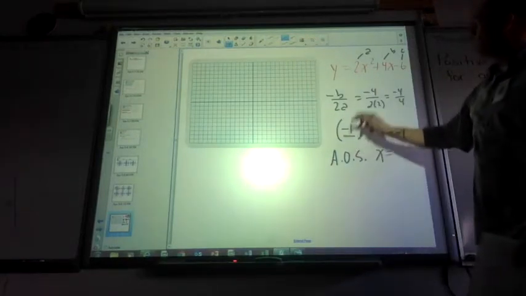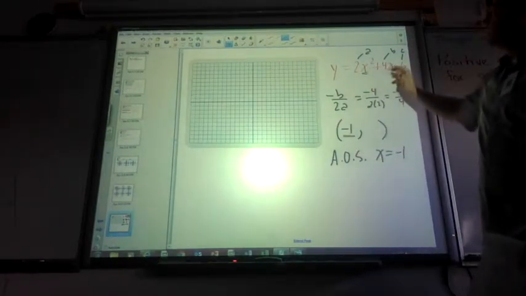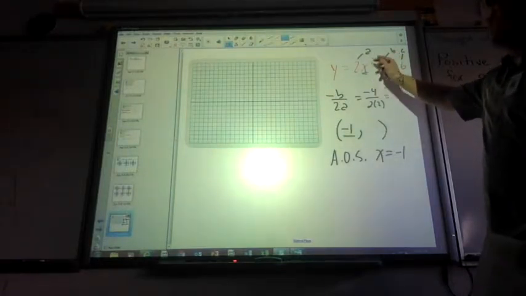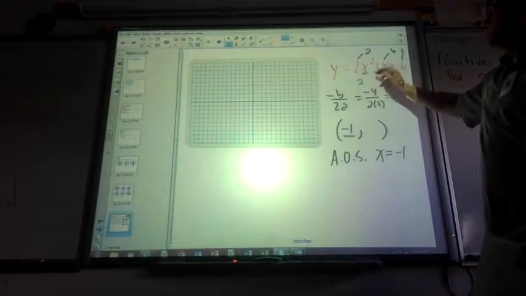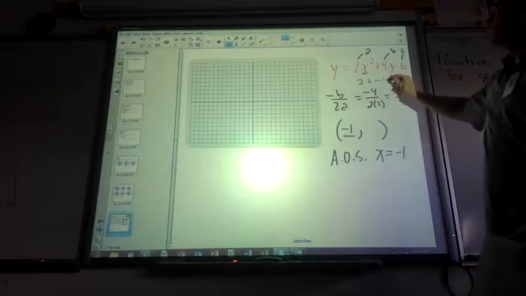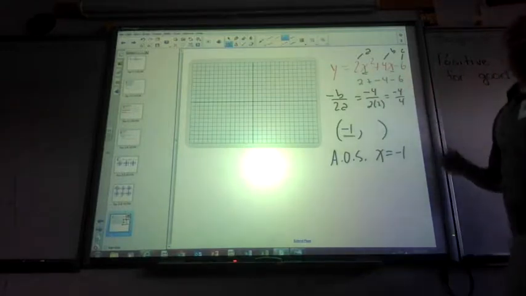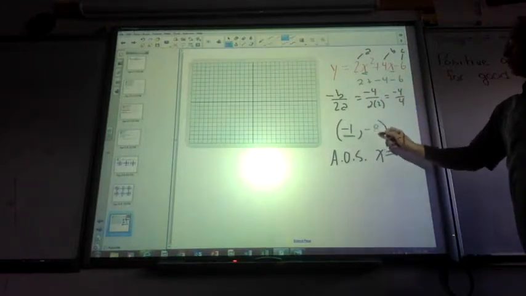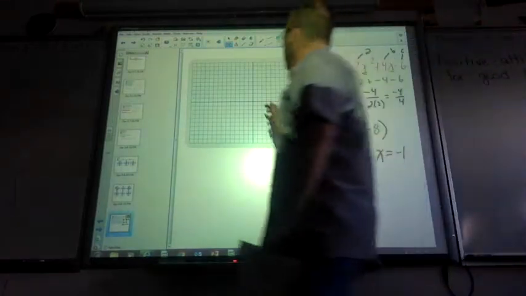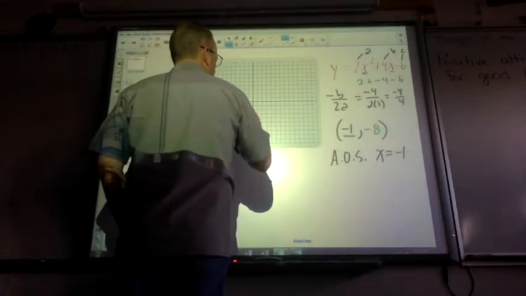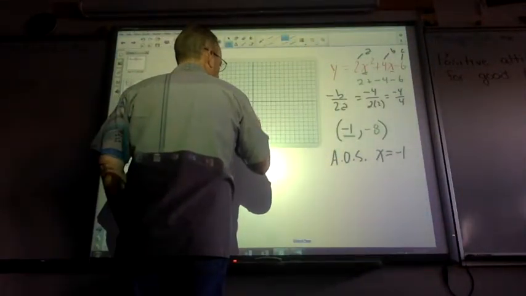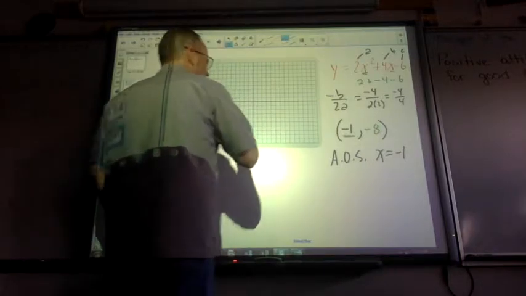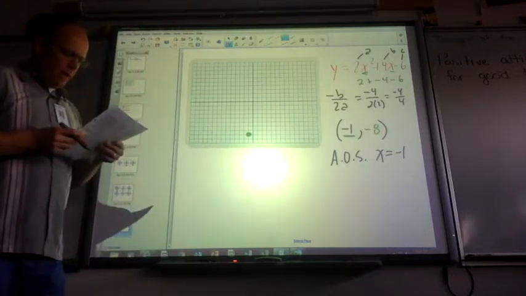So I'm going to take that negative 1 and plug it in right here, and right here. Negative 1 squared is 1. 1 times 2 is 2, plus 4 times negative 1 is negative 4, minus 6. So negative 4 and negative 6 is negative 10. Negative 10 added to 2 is negative 8. So my vertex is at negative 1, negative 8.